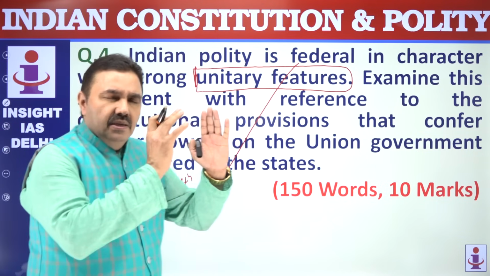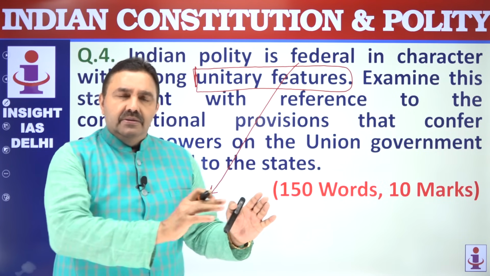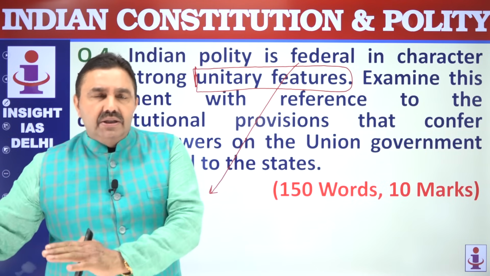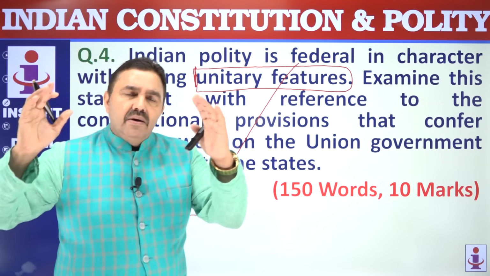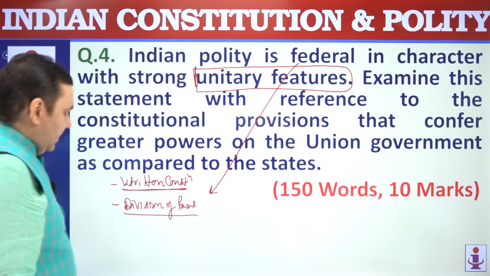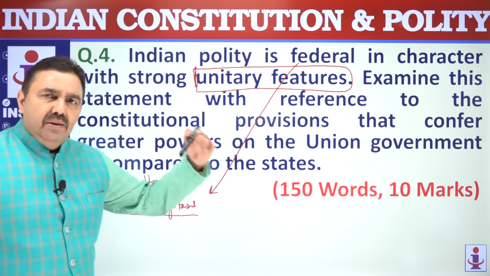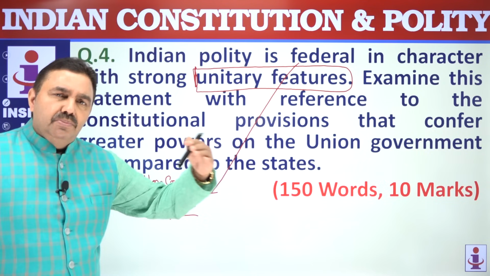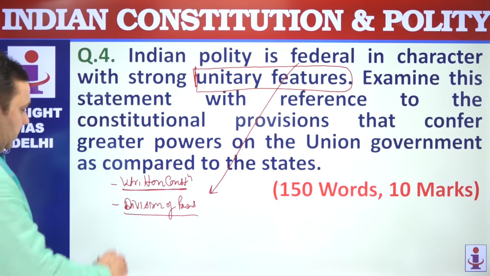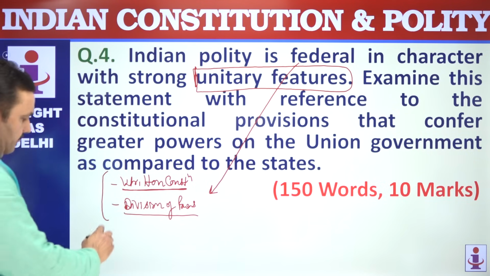The subjects on which the center is to legislate under normal conditions, and the subjects on which the state government is to legislate under normal conditions, are well defined in the Constitution. So we have three lists: Union list, State list, and a Concurrent list on which both can make law, subject to the superiority of the central law. So we have elements of federalism.